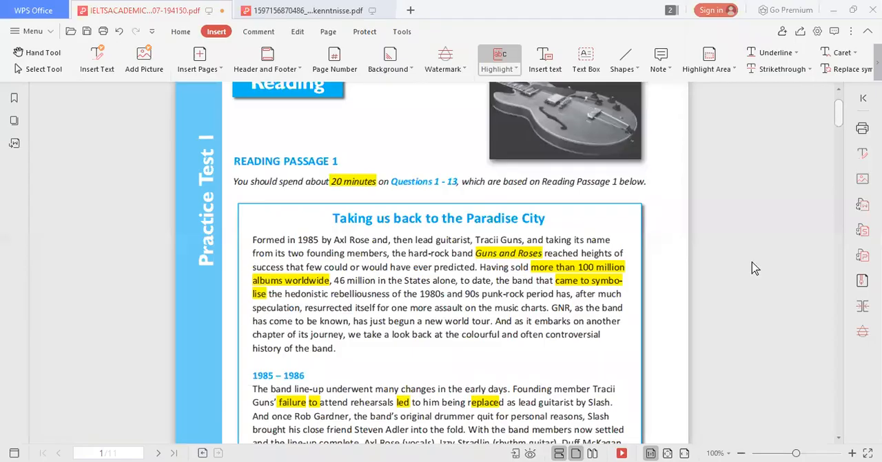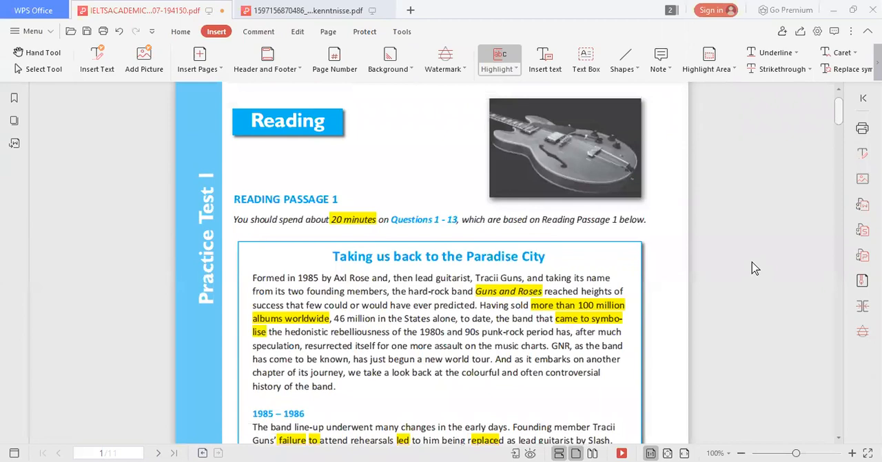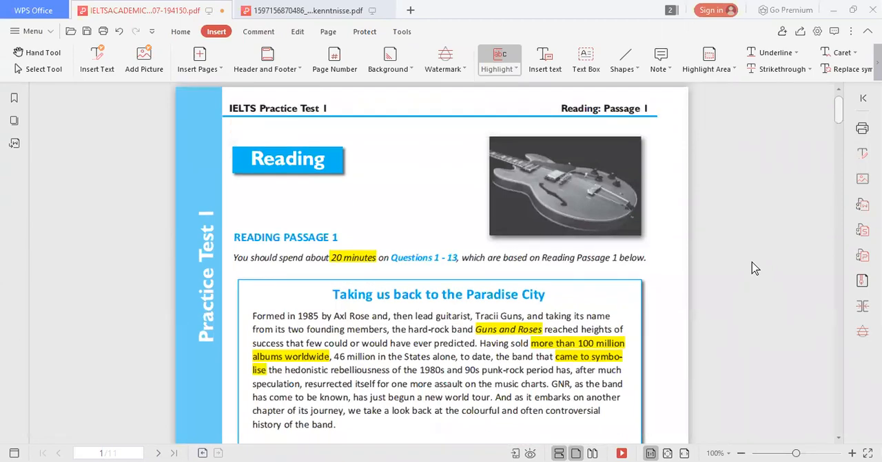So I believe you should see the PDF now. Yeah, so this is it. This is practice test 1 when you go to the website under the academic reading section. All right, good. So we're going to start.